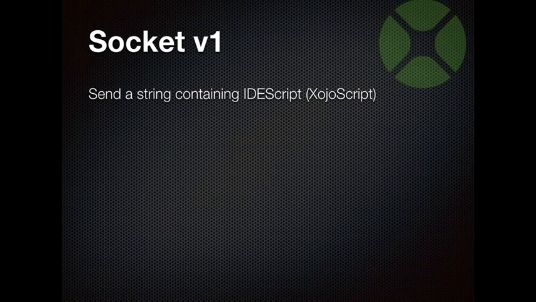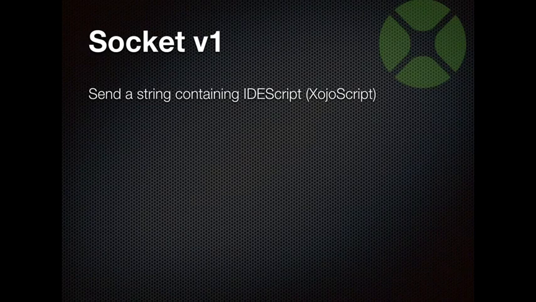So we'll go quickly over socket version 1 because it's so simple. Sometimes that's all you need, and just to open a project, socket version 1 is probably okay. So basically, you send a string containing IDE script, which is a subset of Xojo script. The problem is if the IDE is already processing another script, like it's running a loop or opening another project, you can send your command and it's just going to ignore it. It's gone, right? It's really a one-way thing. You won't get any information back.